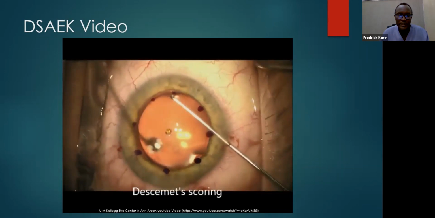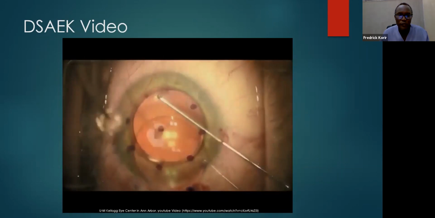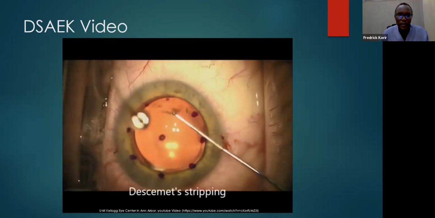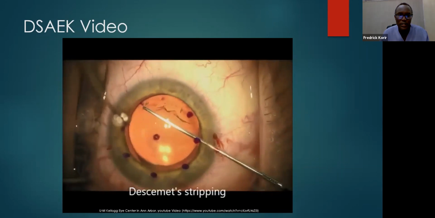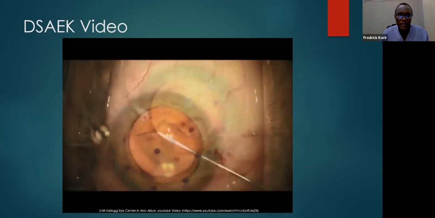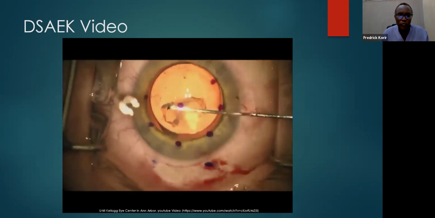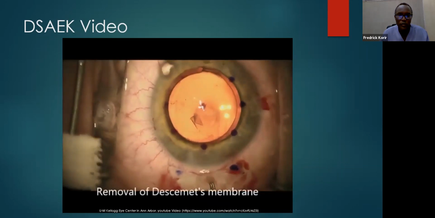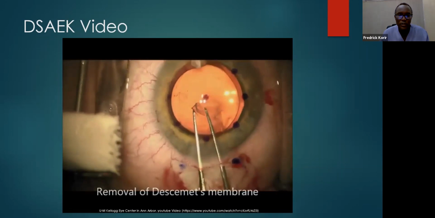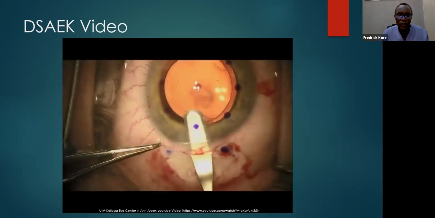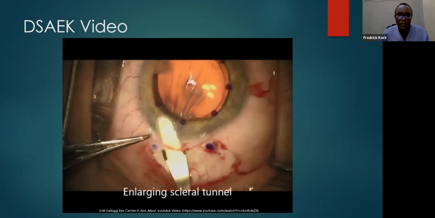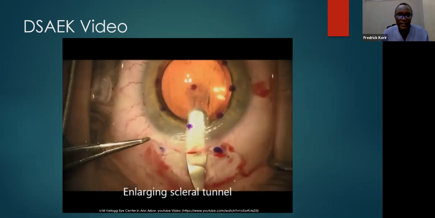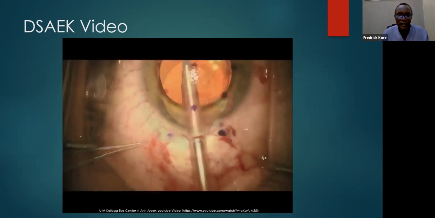You take a reverse Sinskey, and then you peel off the Descemet's from the back. And if you can see, it's very easy to see the Descemet's membrane. And you bring it all together. You just go around that area where he's removed. So you peel it out, just like when you remove the capsule. Then you widen the tunnel.